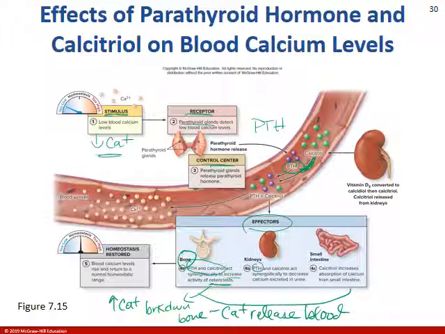It can go to the kidneys and tell them, do not release any calcium in the urine. Keep every drop of calcium. In this case, the calcitriol is what actually talks to the small intestines, and it says the same thing as the parathyroid does to the kidneys. Reabsorb every drop of calcium that comes your way.